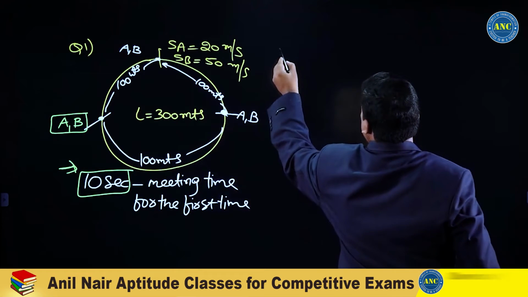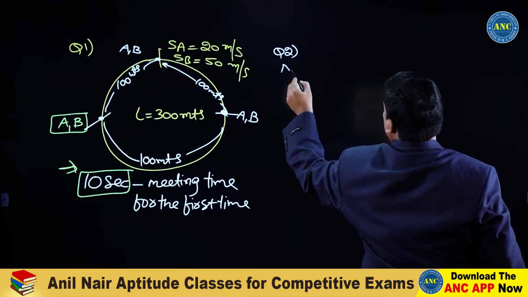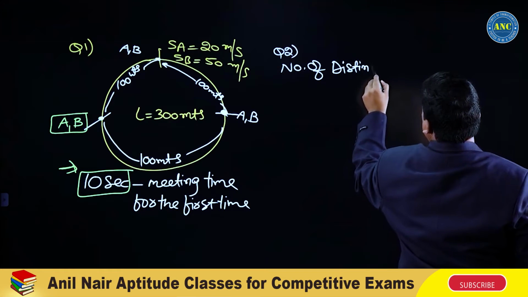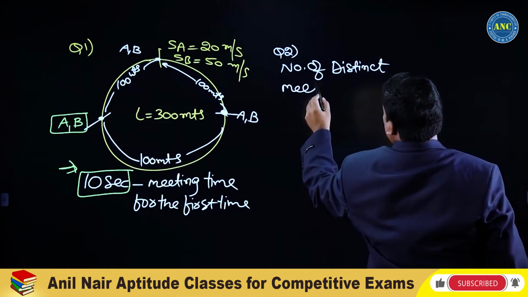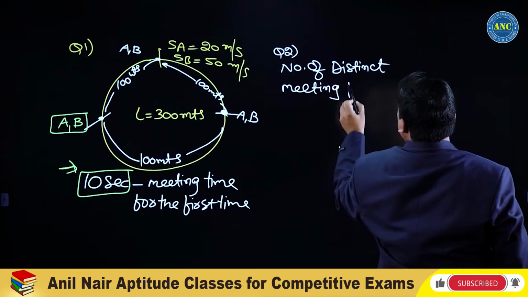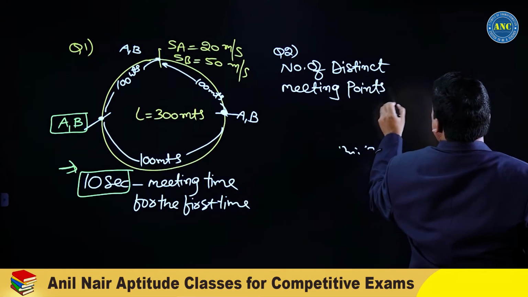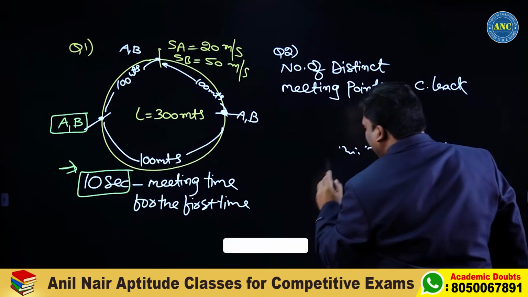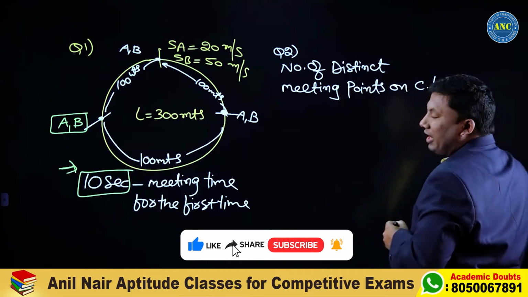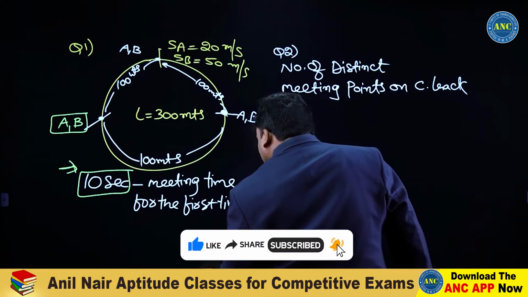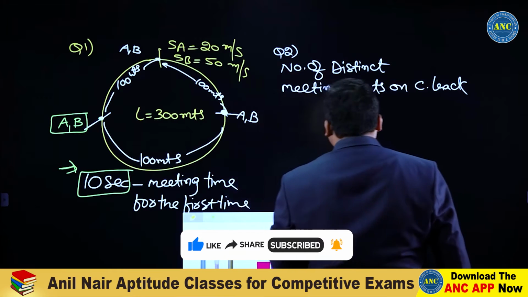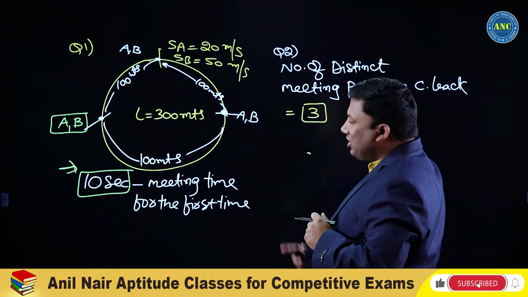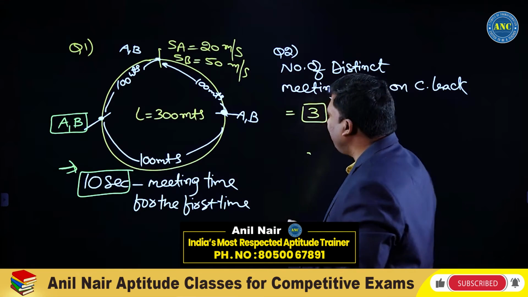What is question number 2? Question number 2 is the number of distinct meeting points on this circular track. How much will it be? Please listen. Listen carefully, sir. It will be 3 because in the question we got it as 3. Am I right? Instead of finding out how many, there is a beautiful way to do it.